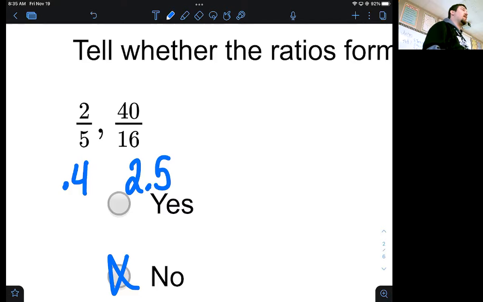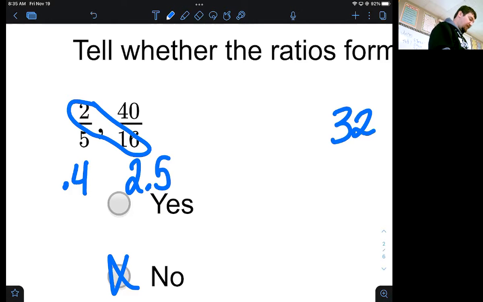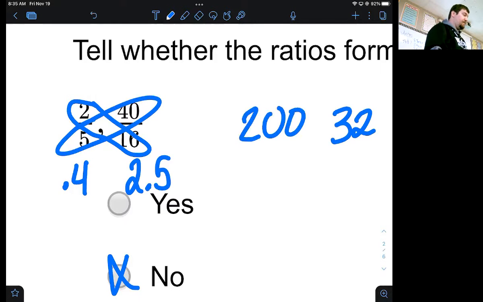How about using cross products? We know it's no, but just humor me here. What's 2 times 16? So I write 32 down. And what's 5 times 40? 200. Are those the same? Obviously no. So the answer is still no, right? So I got multiple different ways I could get my answer here and show my work. You gotta do at least one of the methods. You can't just say yes, no.